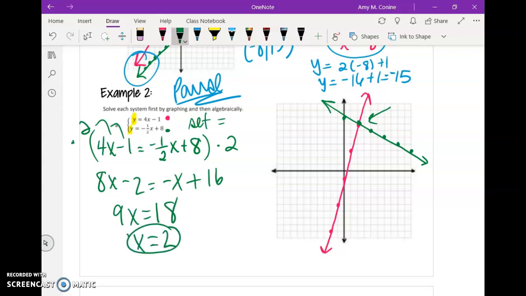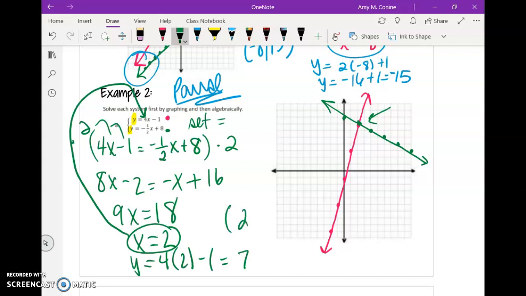So remember, we're going to take this and plug it in, and it doesn't matter which one you plug it back into. You just need to make sure that you are consistently doing it. So we should get 2, positive 7, and it looks like that's what we get there.